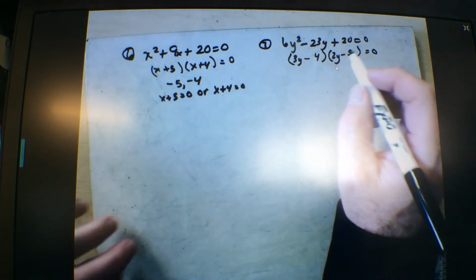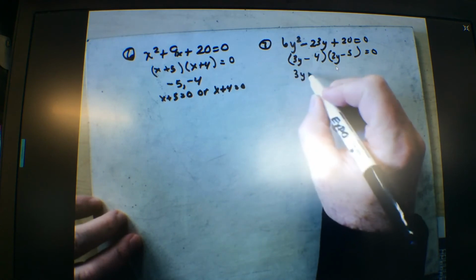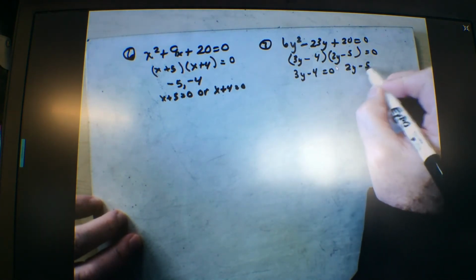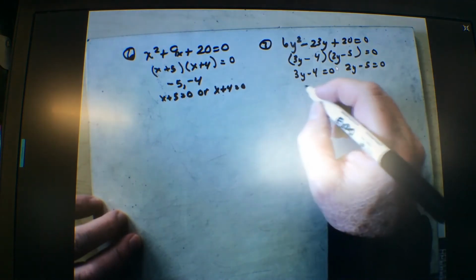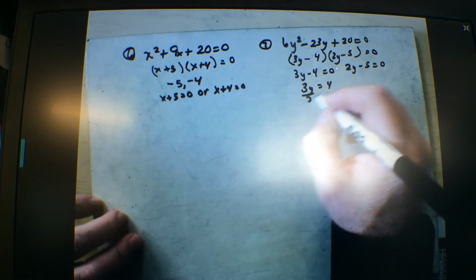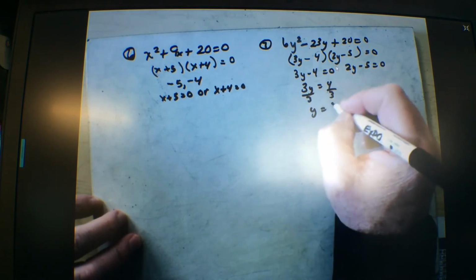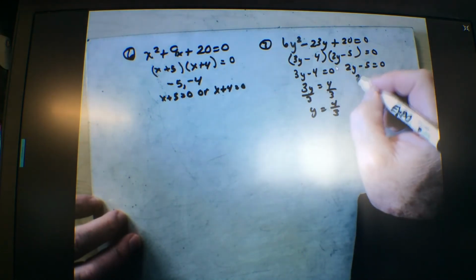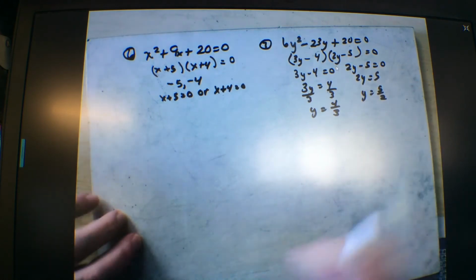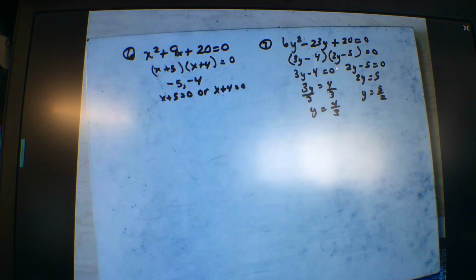Okay, so Bo, now it would be easier if we set both of these equal to 0, right? Yeah. And then we get 4, and then divide by 3, we get y equals 4/3, and 2y equals 5, and y equals 5/2. So we have two that touch at fractions. Okay? You got it? Yeah. Okay, so we're gonna work on this.